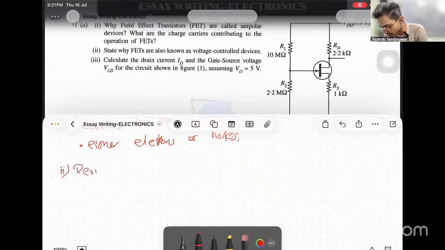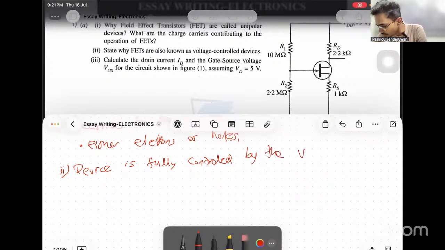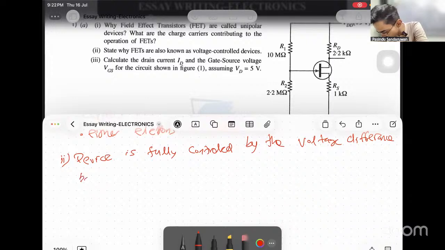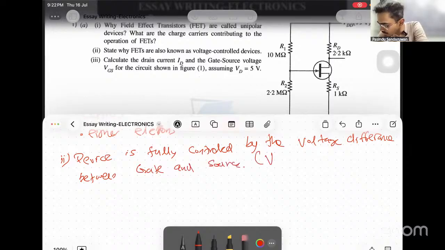Device is fully controlled by the voltage difference between gate and source. That is called VGS. In our jargon, we call it VGS.